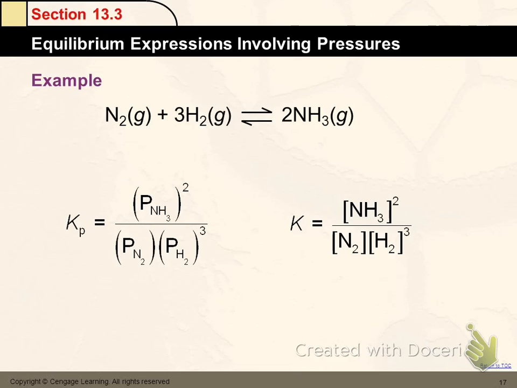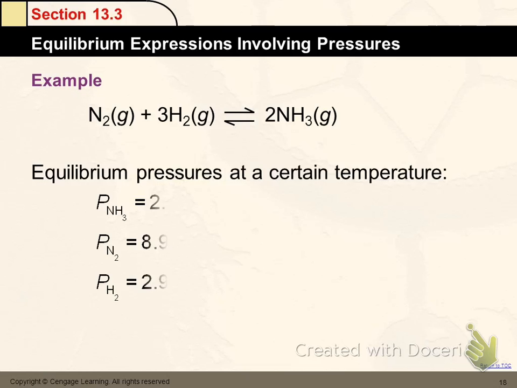If I was to write the Kp, or the equilibrium constant for the pressure, it looks almost exactly the same as it would for the concentrations. The difference is, instead of square brackets, now I have rounded parentheses, but I'm still using my coefficients as the exponents, and I'm still dividing the pressure of the products by the pressures of the reactants. So, still seeing the same pattern over and over.